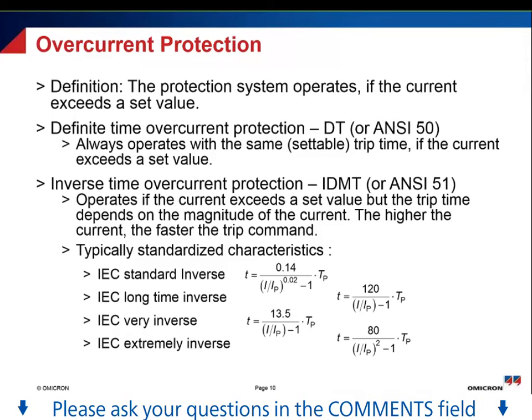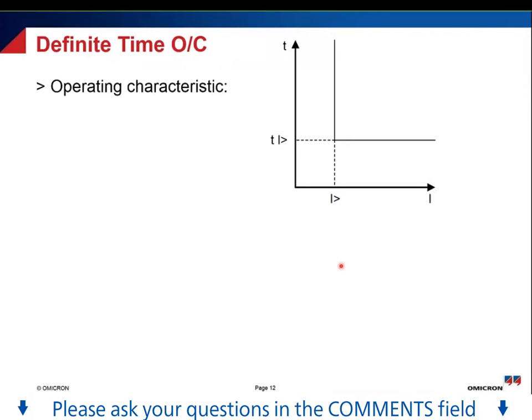Okay. For further explanations, we start with the definite time overcurrent. Let's have a look at the operating characteristic. Here you can see the operating characteristic looks pretty simple. This is the axis of the current, and this is the axis of the time, of the trip time. So if the current is below my threshold value, I greater, then nothing happens, then the trip time is infinity. But if the current is above my threshold value, I greater, then the relay trips with a trip time which is called the time of I greater.